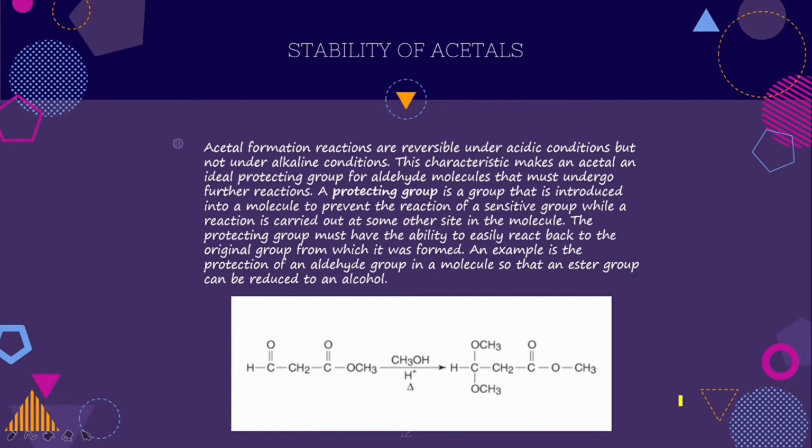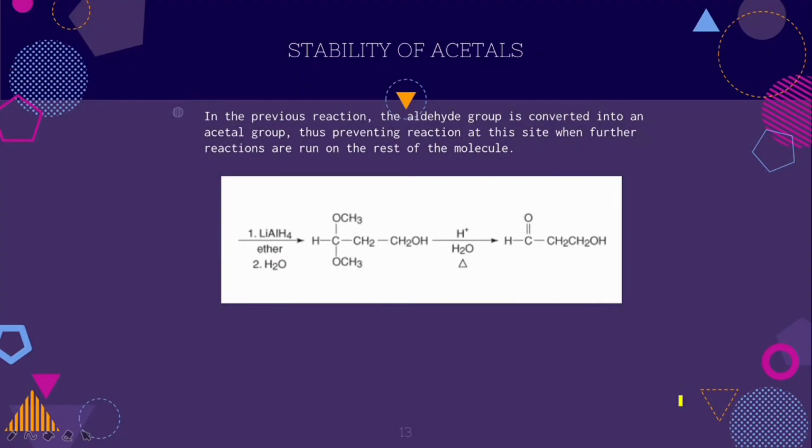A protecting group is a group that is introduced into a molecule to prevent the reaction of a sensitive group while a reaction is carried out at some other site in the molecule. The protecting group must have the ability to easily react back to the original group from which it was formed. An example is the protection of an aldehyde group in a molecule so that an ester group can be reduced to an alcohol. In the previous reaction, the aldehyde group is converted into an acetal group, thus preventing reaction at this site when further reactions are run on the rest of the molecule.